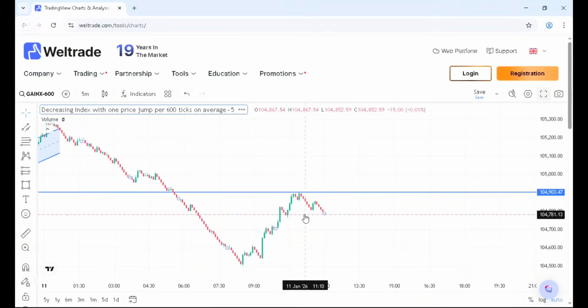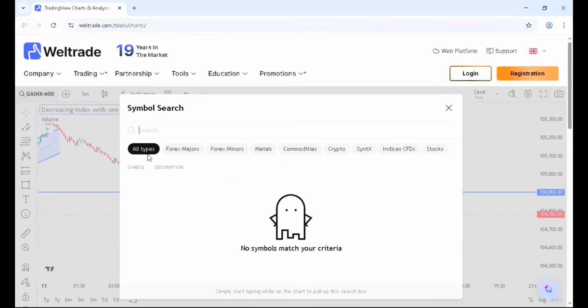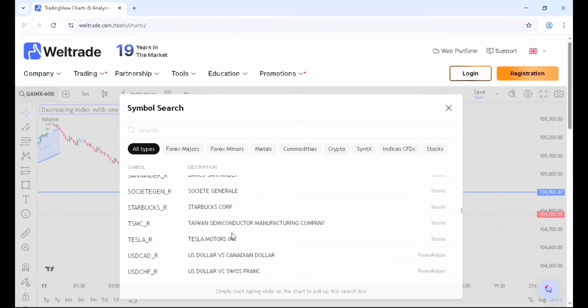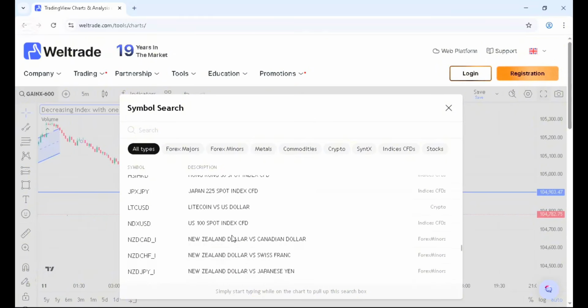If you are a tick trader, make sure that you know what you are doing, because one spike can cost you a lot of money. So make sure you know when to enter and when to exit. So now I'm moving on to another pair, which is Gain 400. So let's check Gain 400 together so that we can see how to trade that pair.